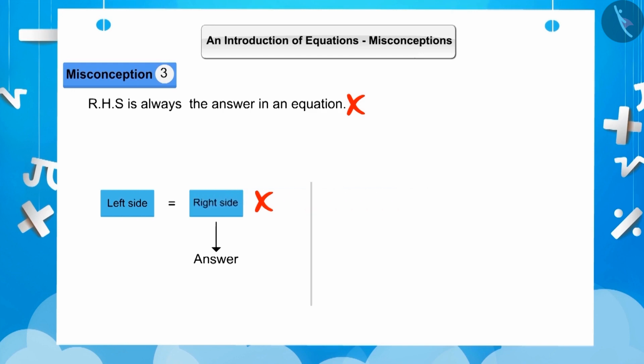Look at this equation. x plus 5 is equal to 11. Children think that the value of x here is 11, but this is a wrong understanding. The correct understanding is that the value of x plus 5 in this equation is equal to 11, which, when solved, will give the value of x.